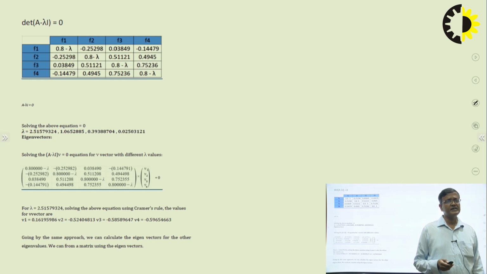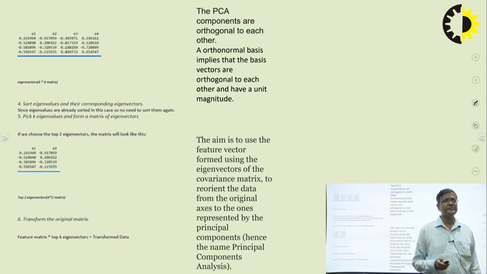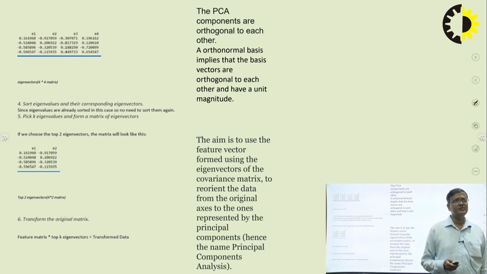So solving the equation for V vector with different lambda values, we get the values of the vector, the 4 vectors for the 4 corresponding features. Going by the same approach, we can calculate the eigenvectors for the other eigenvalues and we can form a matrix using the eigenvectors. So here we can see that for each and every feature, we have got the eigenvectors and the corresponding eigenvalues.